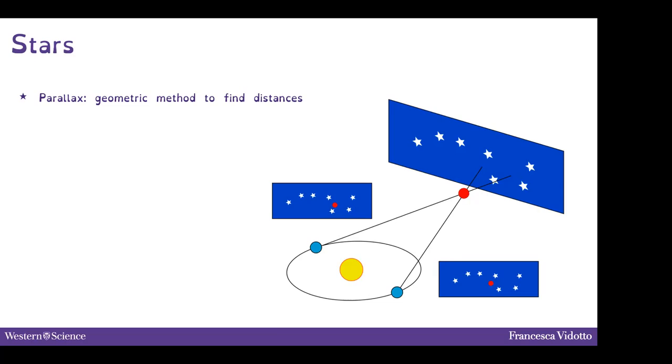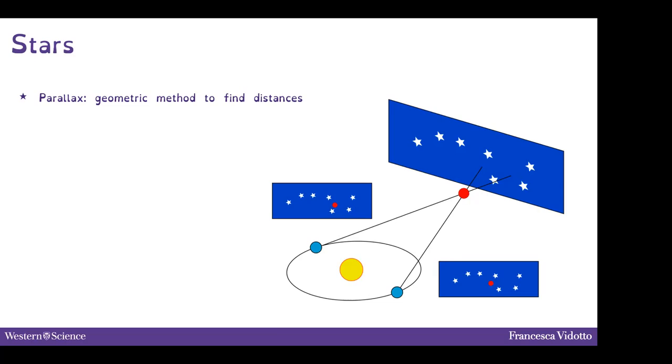Sorry, I made this wrong. So you see that to exploit this technique, we were moving our heads. So what is the equivalent for us, for astronomers, of moving the head? Is the fact that the Earth from which we are observing is at different positions with respect to the sun. So sometimes it's one side, sometimes it's on the other side.